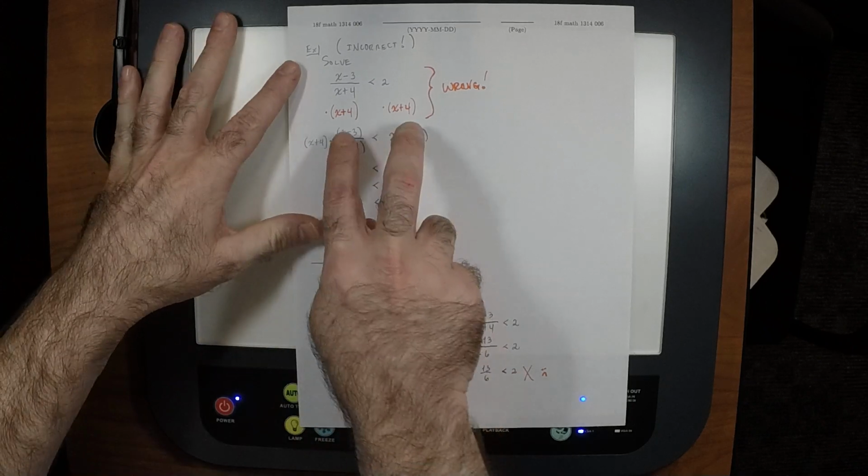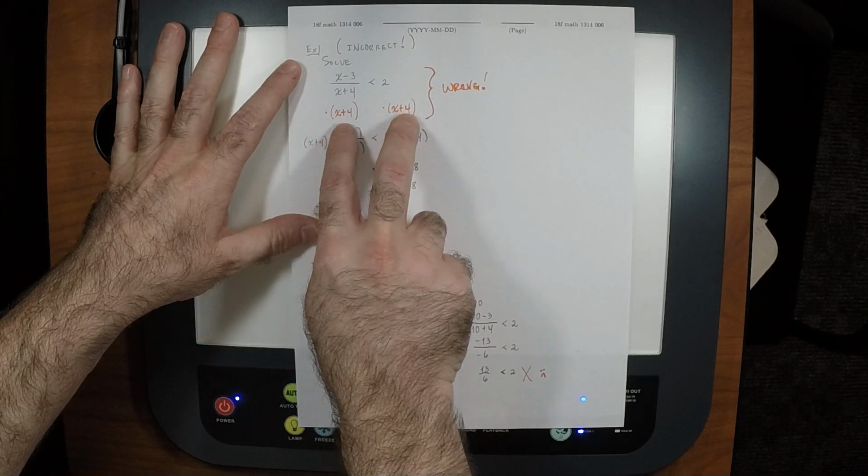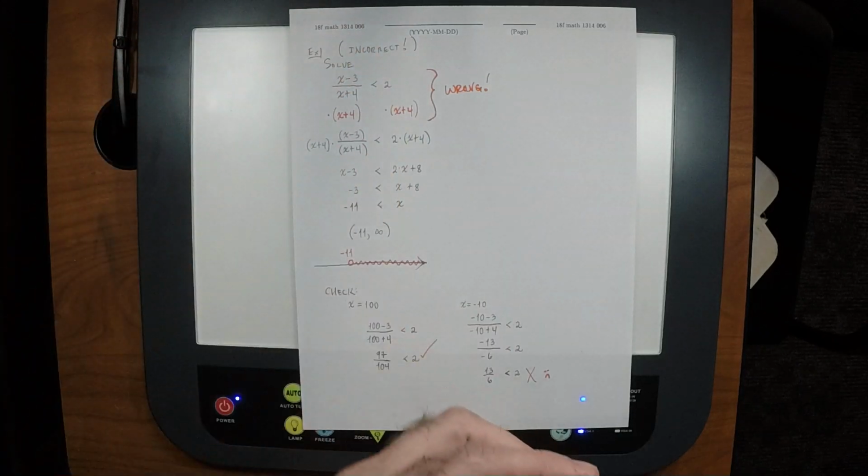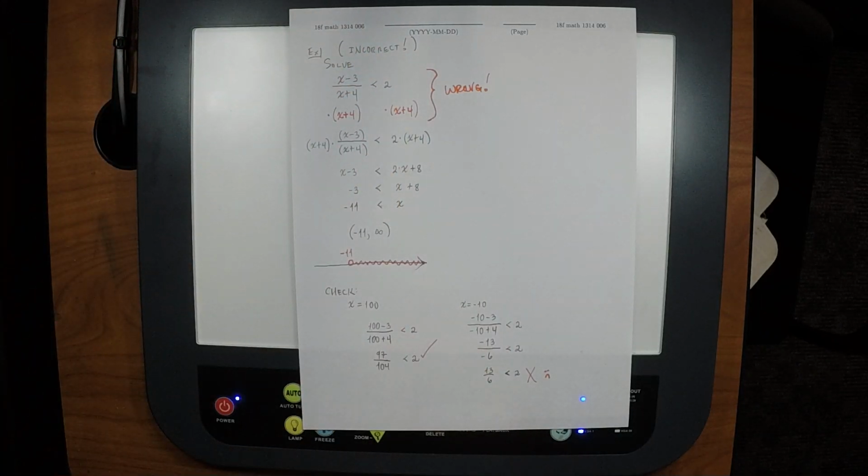negative. So when we multiplied both sides of the inequality by x plus 4, and we didn't reverse the direction of the inequality, what we're saying is that I'm just going to assume, for no good reason, that x plus 4 is positive all the time. So can you see where it broke down? Yes?